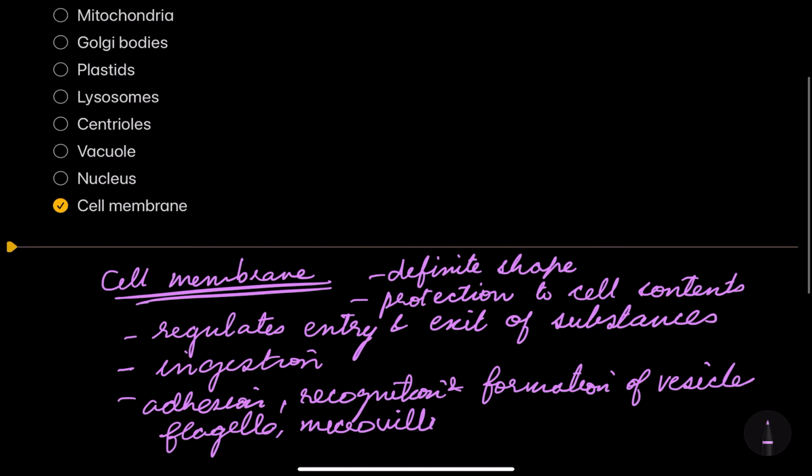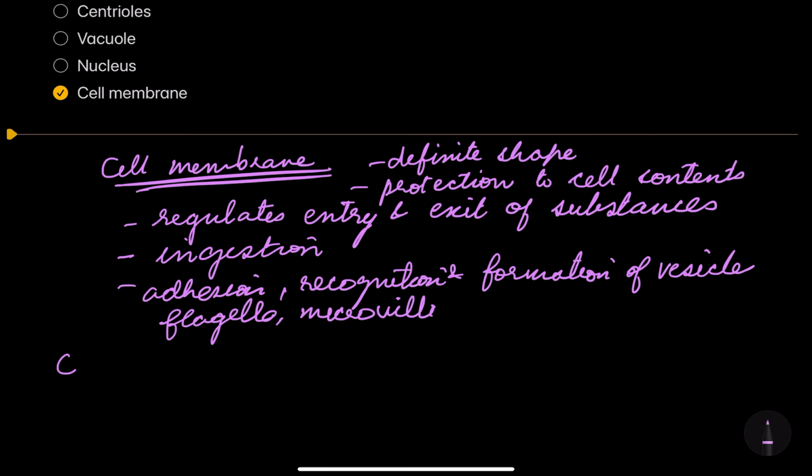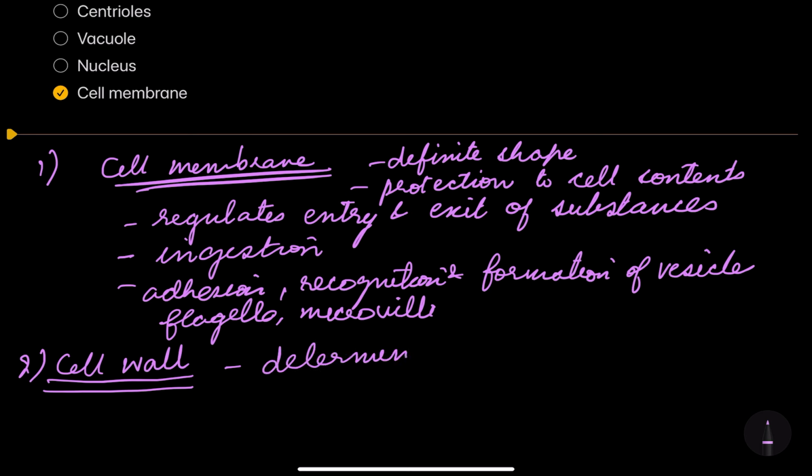Alright, let's look into the next organelle now. Not an organelle basically, but the structure, that is the cell wall. Now this cell wall is present only in plant cells, right? So it determines the shape of the plant cell. It's not there in animal cells, I repeat. It determines the shape of the plant cell.